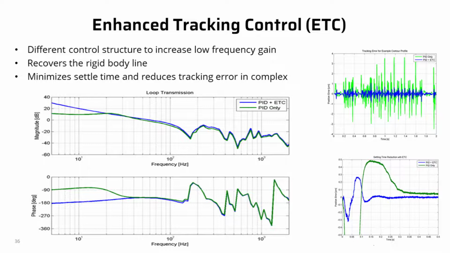It doesn't just help with the settle time. On the top right, there's a contoured move. And the blue is the tracking error with the friction compensation on, and the green without it. And again, you can just see a drastic increase in the ability to follow a contoured move.